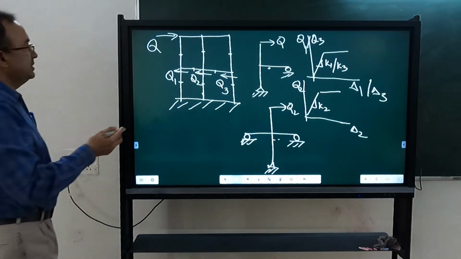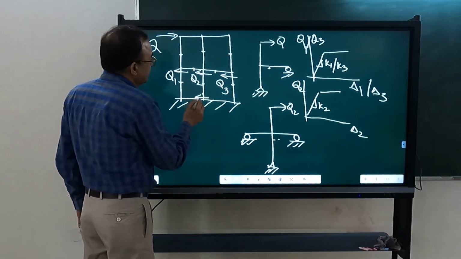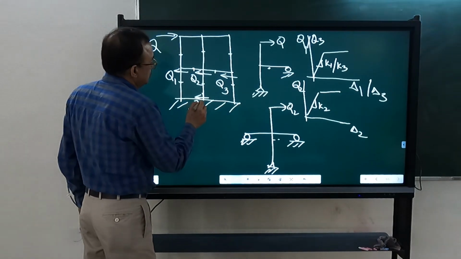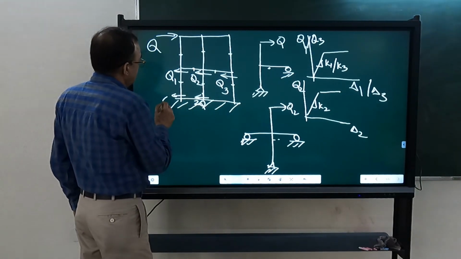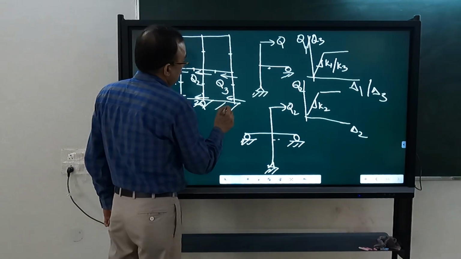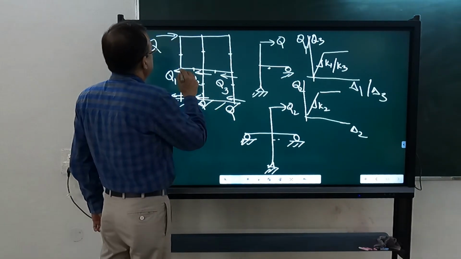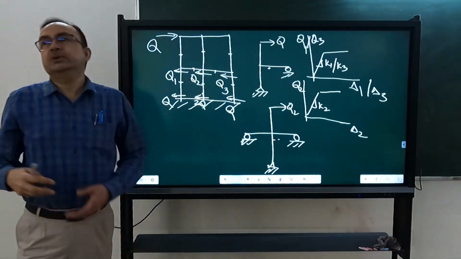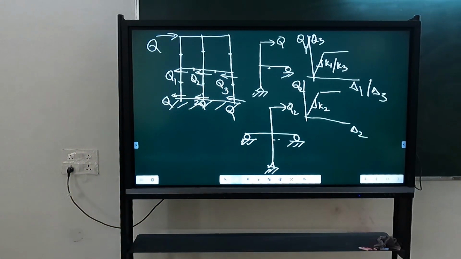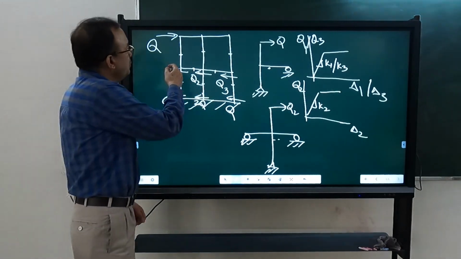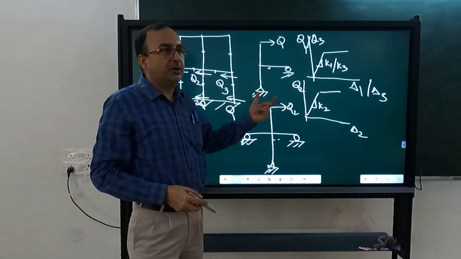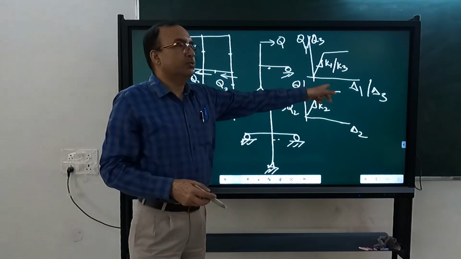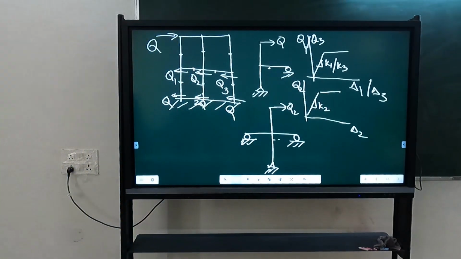So we assume that interior columns will be taking 2Q, outer columns will be taking Q. Why? Because here the resistance is coming from one beam, here the resistance is coming from two beams. So roughly we take Q, Q. You can do exact also. You can calculate exact K1, K2, K3. Then you can distribute the force.